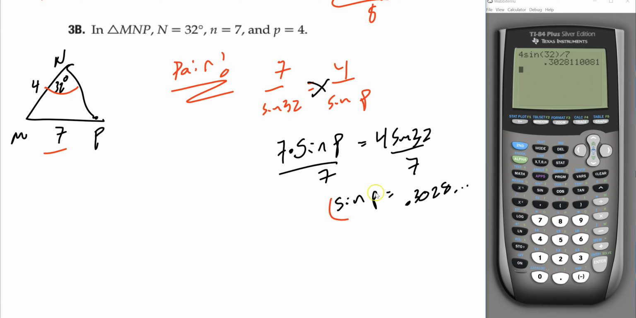We still have to get rid of the sine. Remember, the way you get rid of sine is to do sine inverse to both sides. So P equals sine inverse of this. Second sine, select my answer. I get 17.63. I like to do hundredths just to make sure. So that's my angle, keep that in mind. P is 17.63.